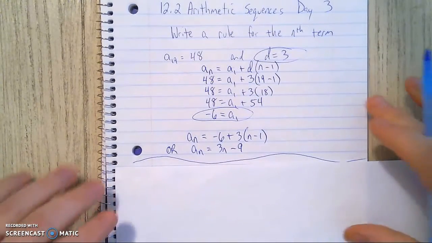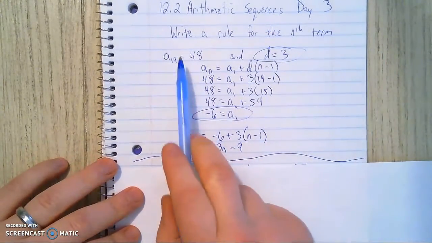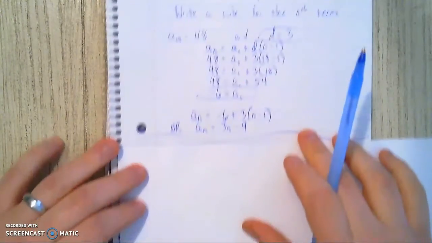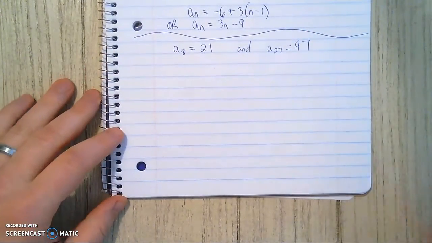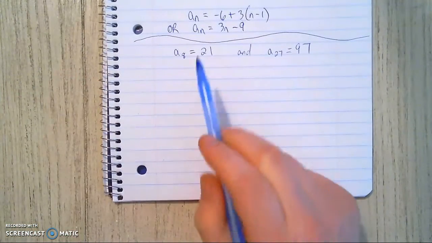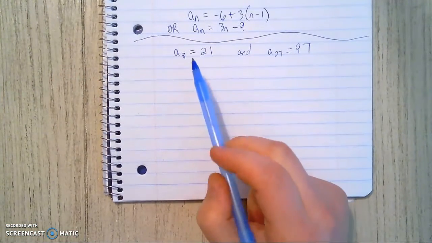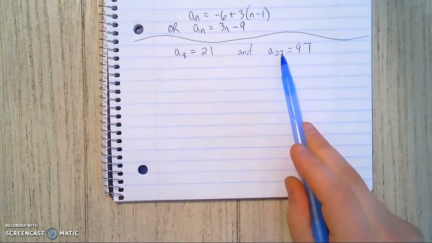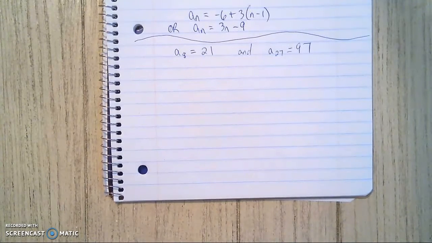So we're going to do one more example today. And this time, instead of giving us some term and the common difference, what if they just give us 2 terms? We don't know the common difference, and we don't know how it started, which are the 2 things we need. We just know that the 8th term was 21, the 27th term was 97. So there's a couple different ways we could do this.